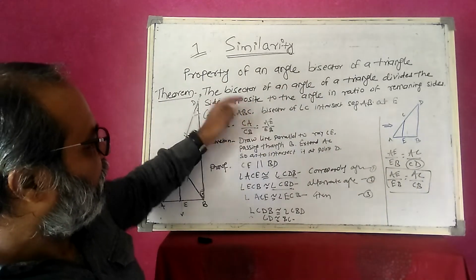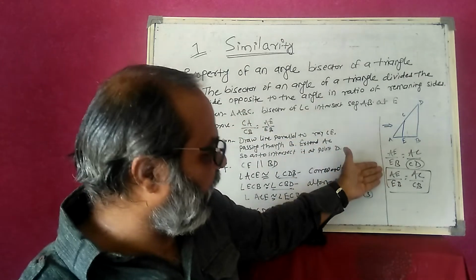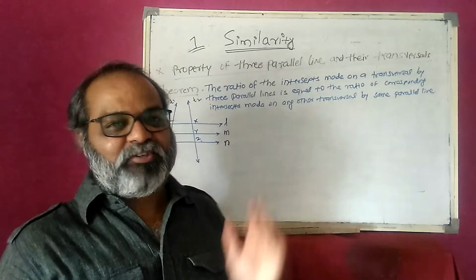So what the proof is: AE upon EB is equal to AC upon CB. In the same way, AE upon EB is equal to AC upon CB. So this is the next theorem.